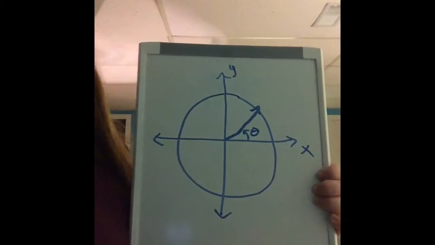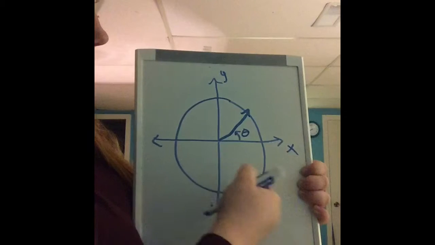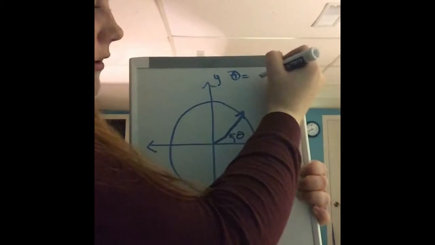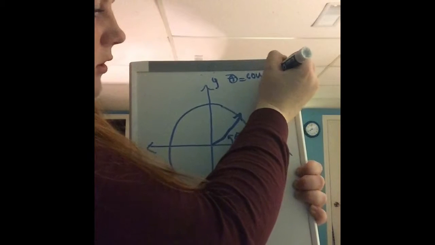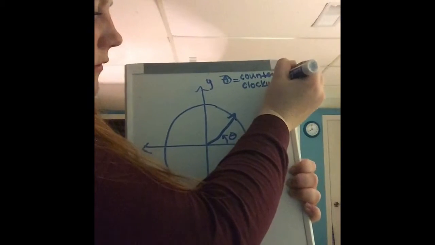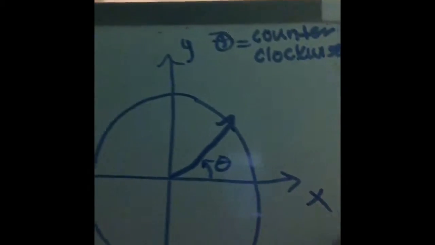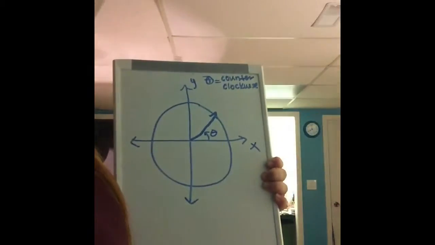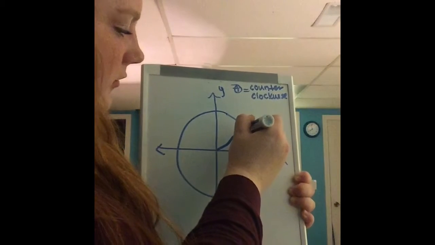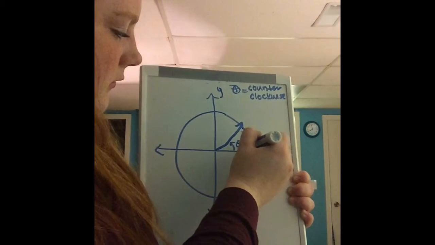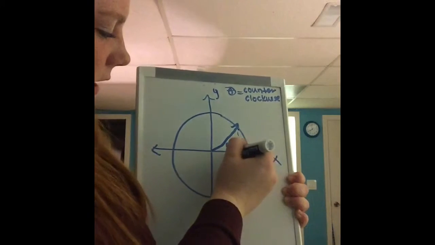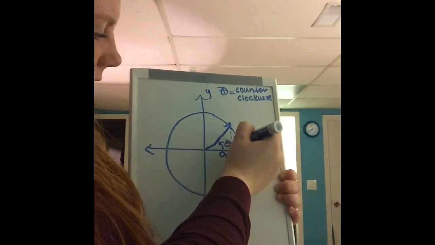All positive angles go counterclockwise. Always remember that. Positive equals counterclockwise. You can see that up there, counterclockwise. And now that we have theta, we're going to draw our 90-degree angle, which we put right here. And we're going to call the x-axis A and the y-axis B.